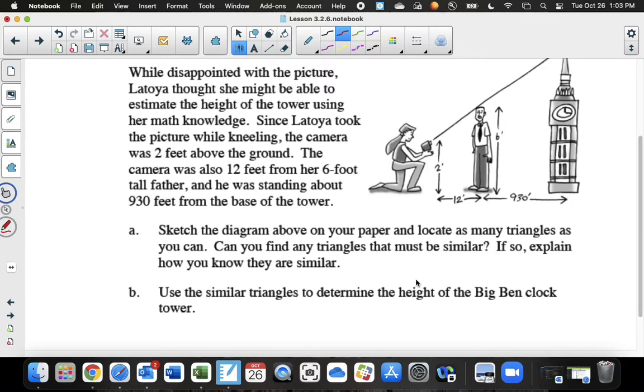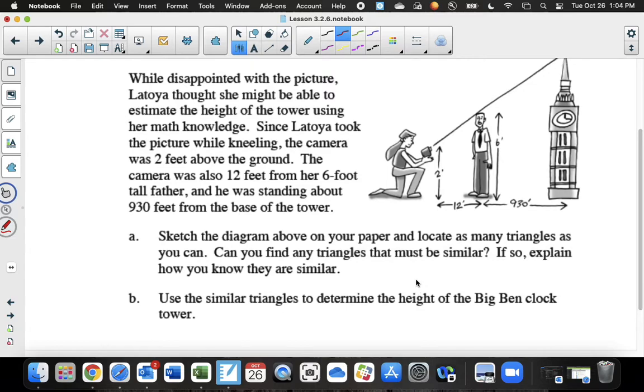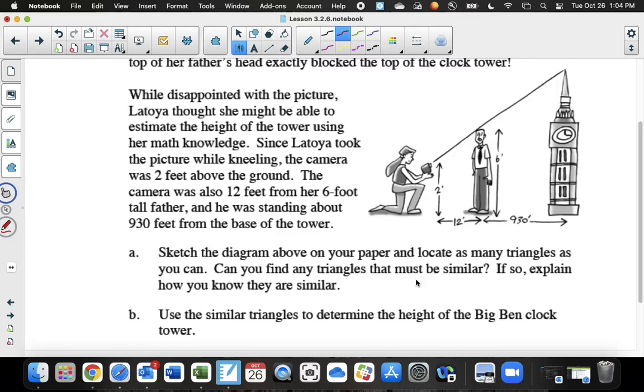Okay? Here's question number 1, and I'll give you about a minute or two on this one. If I'm looking at this picture, where can I draw in a line to create two similar triangles? Discuss. I'll give you about a minute.